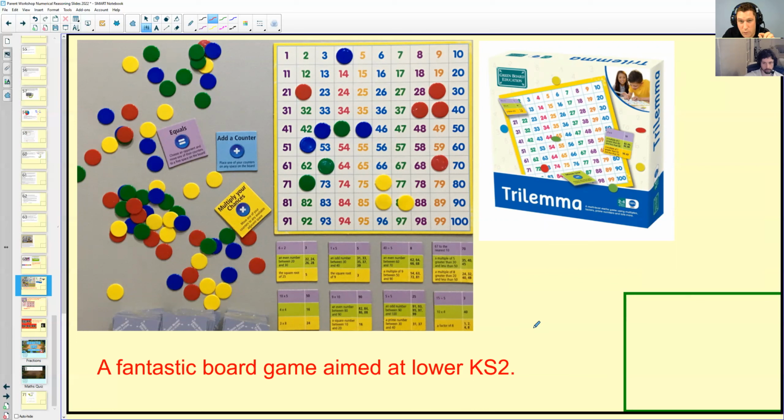It is more suitable for lower key stage 2, I would say. But if you do feel that your child's times table knowledge needs a little bit of a boost, this is certainly a lovely family game that you may well want to invest in. You can buy it on Amazon, just type in Trilemma and it will pop up.